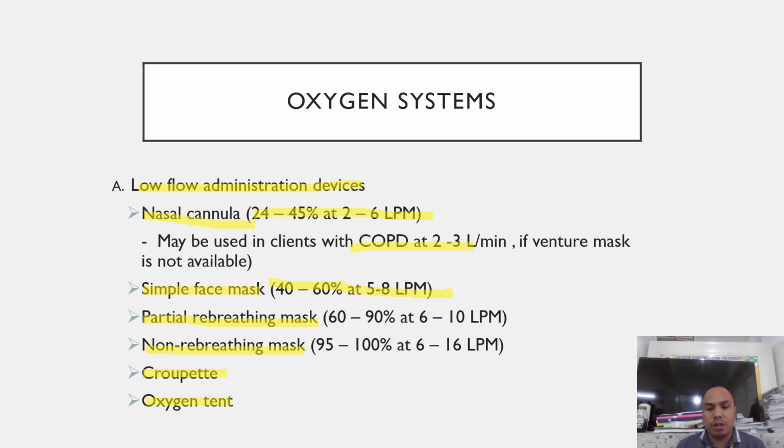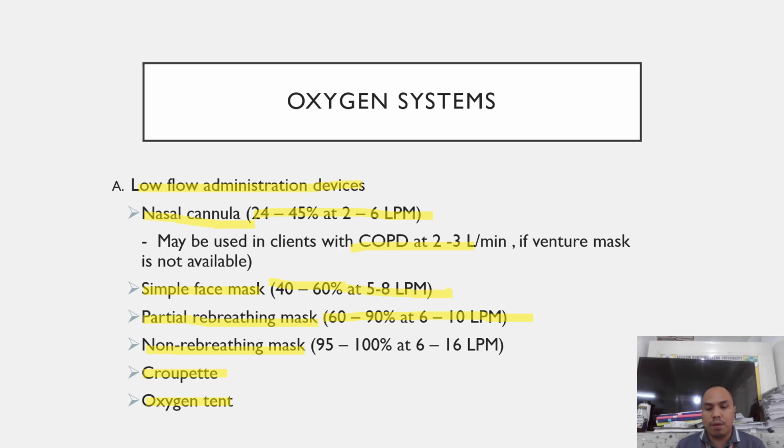The partial rebreather mask delivers oxygen concentrations of about 60 to 90% at 6 to 10 liters per minute. So the oxygen reservoir bag that is attached allows the client to rebreathe about the first third of the exhaled air in conjunction with the oxygen. Thus, it increases the recycling of expired oxygen.